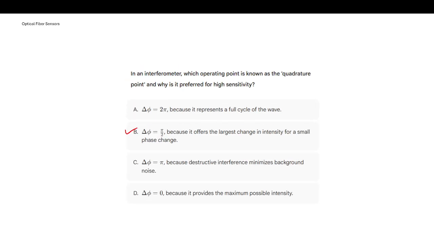You are right. Option B is the correct answer because it offers the largest change in the intensity for a small phase change. That's why this is also called the quadrature point. Other things like 2 pi, because of the full cycle, it doesn't mean that it will have the quadrature point, and it is preferable for high sensitivity. Also for pi it is not possible, 0 it's not possible.